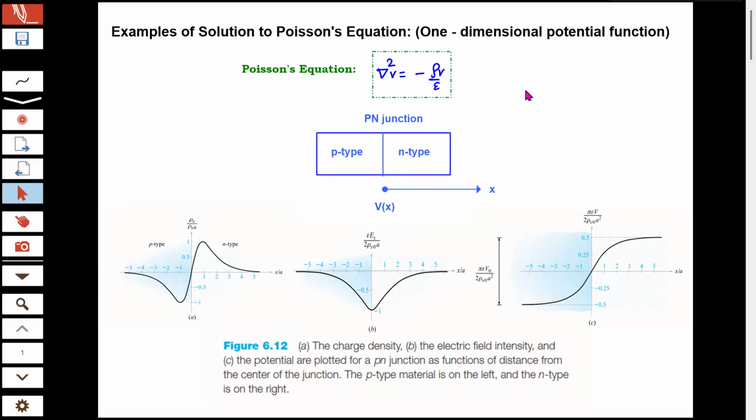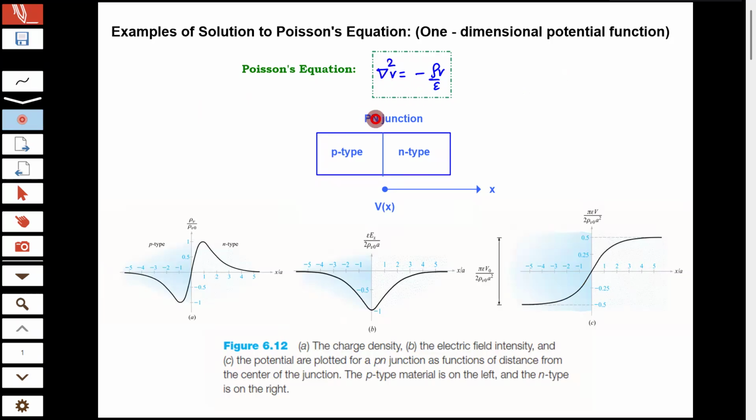Hello everyone. In this video, I'll be discussing a few examples of solutions to Poisson's and Laplace equations. Let us start with Poisson's equation, which is del square V equals minus rho V by epsilon, where rho V is the volume charge density of the region and epsilon is the dielectric constant of the medium or the region which we are considering. And V is the potential which is going to be found by solving this Poisson's equation.